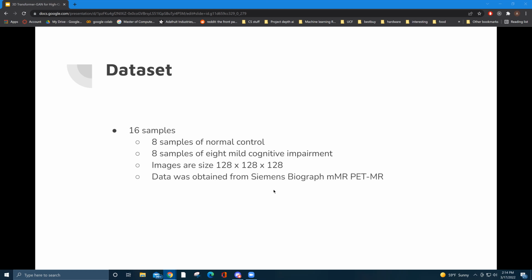The data was obtained by this type of machine, this PET-MR machine made by Siemens. One thing I want to note about that is that this data set is not available anywhere. I've been trying to find it. It might be something proprietary that I've gotten.